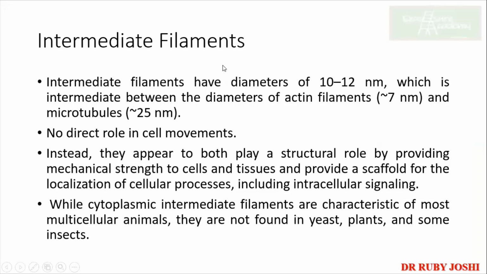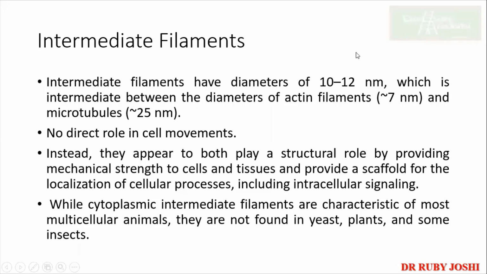Now, these intermediate filaments have a diameter of around 10 to 12 nanometers, which is in between the actin filaments and the microtubules. They are not directly involved in cell movements, but they play an important role by providing the structural role, giving mechanical strength to the cells and tissues, and providing a scaffold for the localization of cellular processes, including intracellular signaling. Later, after 1 or 2 units, we'll see in cell signaling that these intermediate filaments are involved. Many proteins have indirect connections with these intermediate filaments.